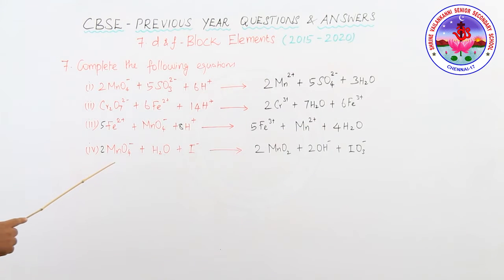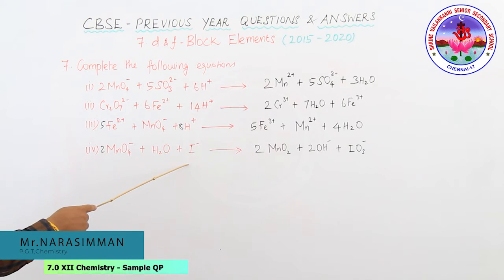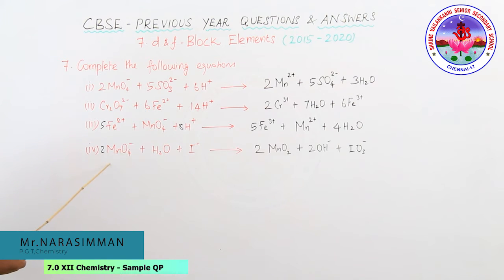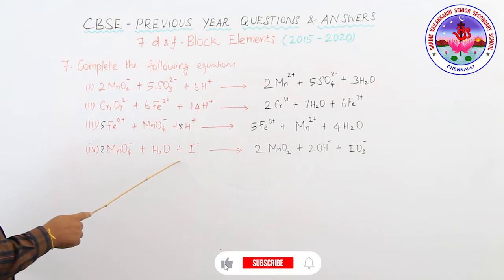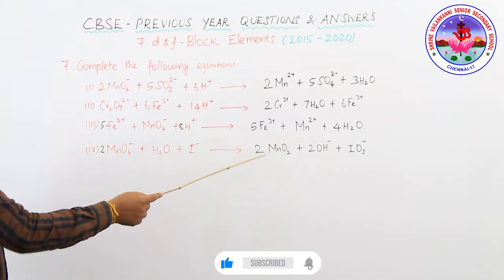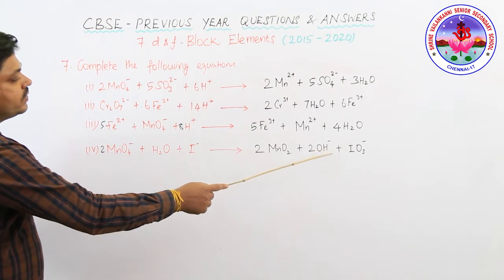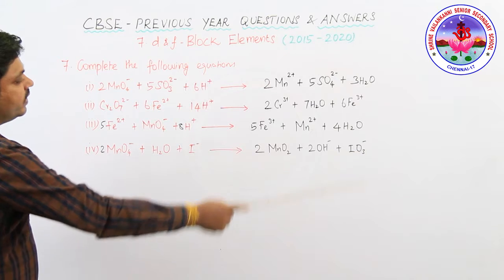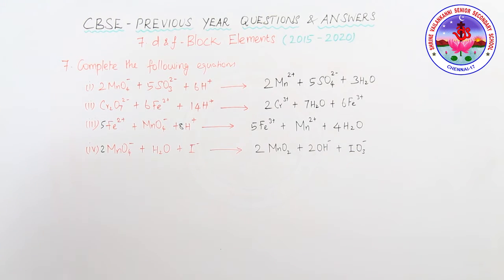The next question: MnO4- reacts with water and iodide ion. What is the product? Complete the equation. Here 2 moles of MnO4- react with 1 mole of water and 1 mole of iodide ion to give 2 moles of manganese dioxide, 2 moles of hydroxide ion, and 1 mole of iodate, that is IO3-.